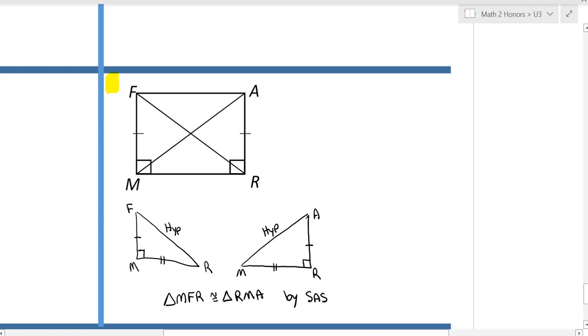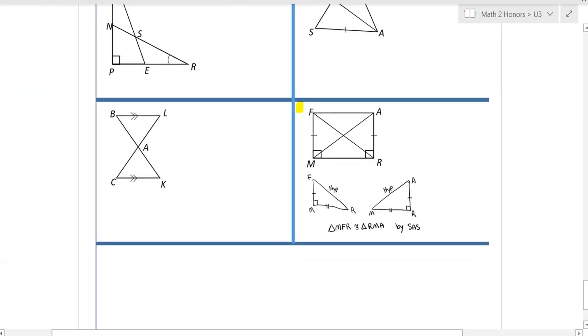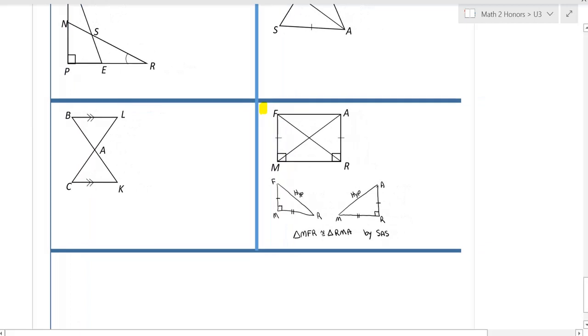So that's it for this lesson here. Any problem I did not do, you're going to have to complete, and then you're going to submit all 4 pages to Gradescope.